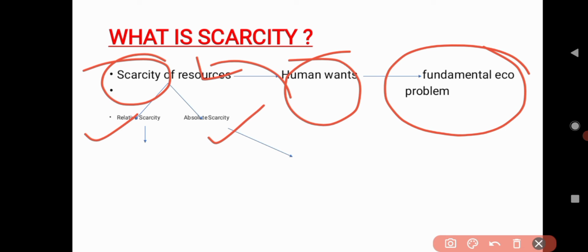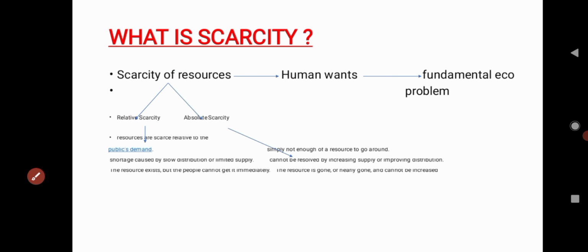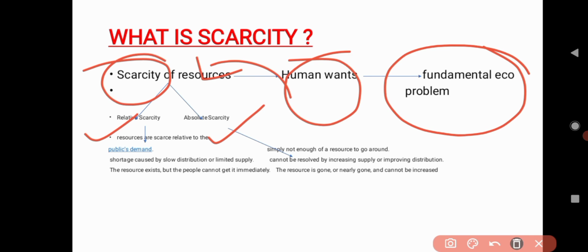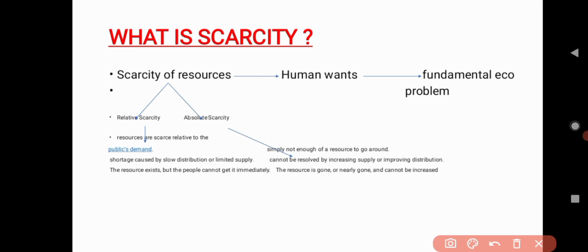Now, what does relative scarcity refer to here? Let us understand. Relative scarcity means that resources are scarce due to public demand. We have resources with us, but there is a shortage of distribution and a limited supply due to the public demand. Right, immediately we cannot meet the wants of the people in society for the particular goods where the demand is high. Let us take an example.